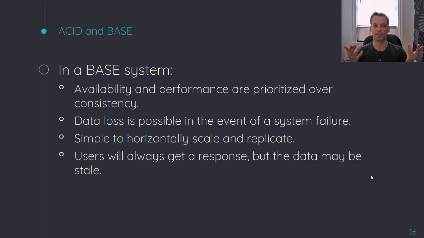So since in a BASE system, availability and performance are prioritized above consistency, data loss is possible in a system failure since you're storing stuff in memory. It's possible that if the system goes down, you have lost the stuff that's in memory. It has not been persisted to your hard drive. It is very easy to horizontally scale and replicate a BASE system because you don't have to do all of that syncing up. That just occurs as it can. And users will always get a response, but the data may be stale.